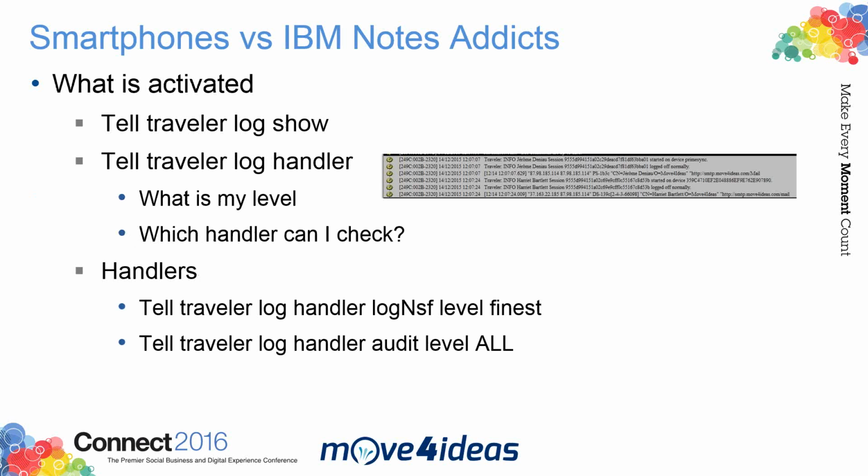So what is activated? You have a lot of information with the Tell Traveler commands. You will be able to see Tell Traveler log show, Tell Traveler log handler, what is my level, which handler can I check, and you can have all the information about audit. So this way you will be able to have all the information.